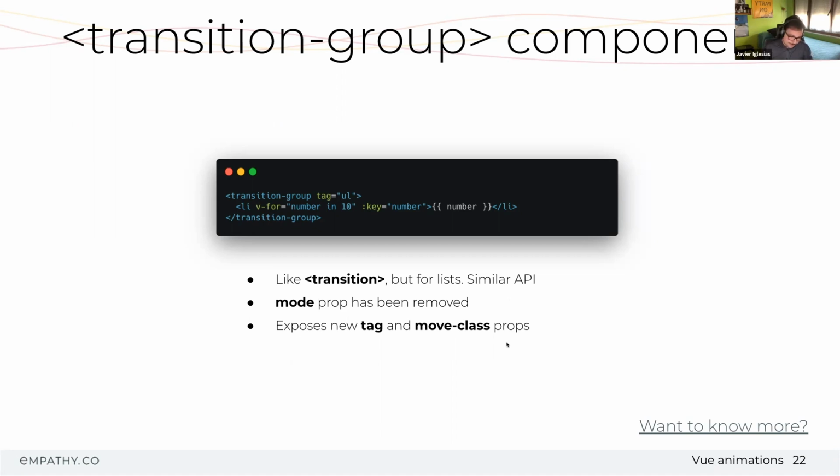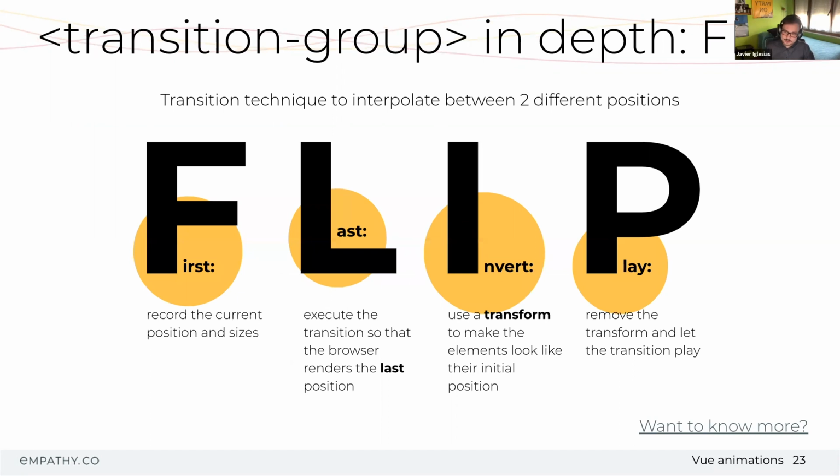How does this work? This is the interesting part about the transition group. Vue does this using a technique that is called FLIP. It's a popular technique among the web. It's not related to Vue. I mean, you can implement this if you are using jQuery if you want, or vanilla JavaScript. This technique essentially animates an element between two states, an initial state, an initial position, and a final position. And let's say you want to move it from here to here. So this is the animation that the FLIP technique does.